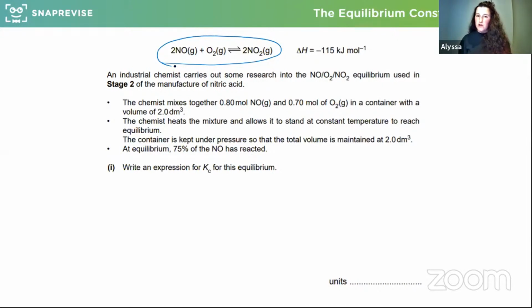So can we have a go? What would we write for the expression for Kc? It's exactly the same as what we've just been doing. This is just given to us in an exam question, in a past paper question. So what do we write here? Kc, capital K, small c, is equal to what for this expression?